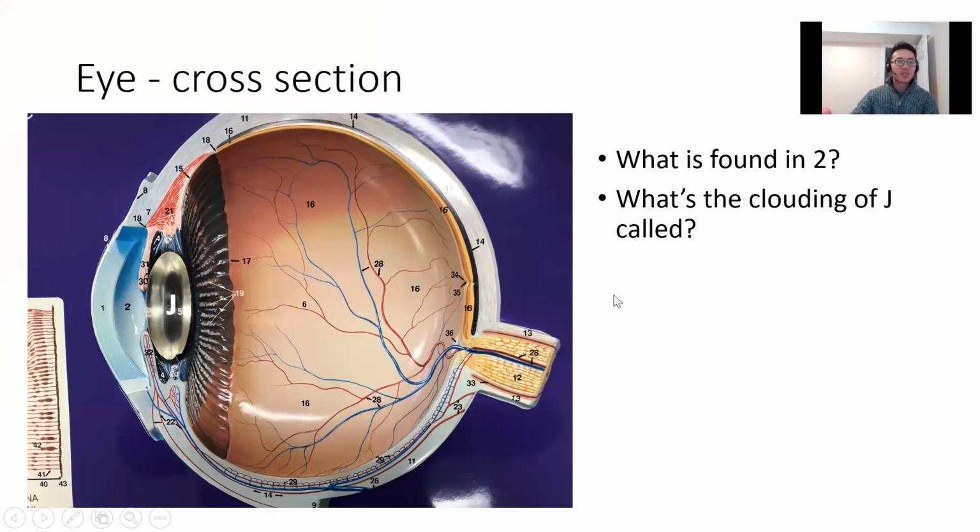What is found in number 2 right here? What is in that space? That is the aqueous humor. Aqueous humor. That's right, the funny water, the aqueous humor.